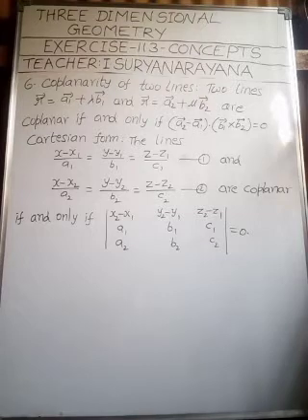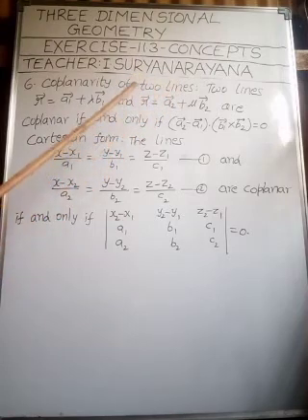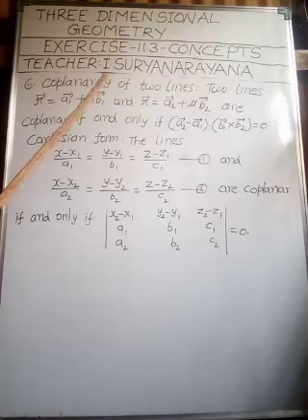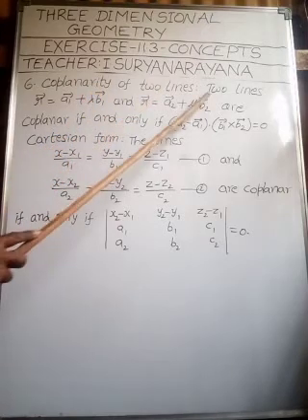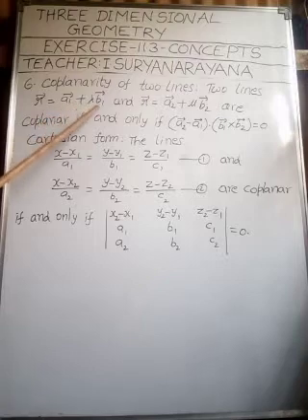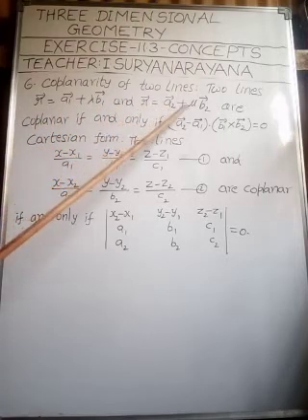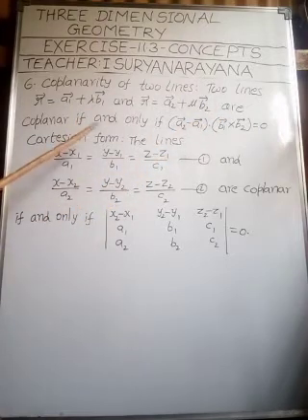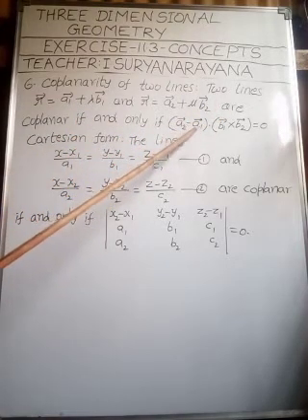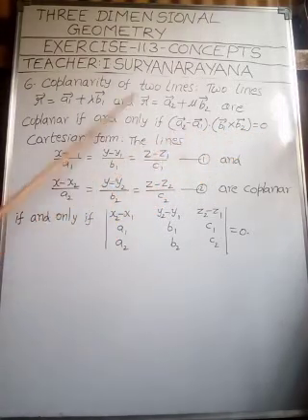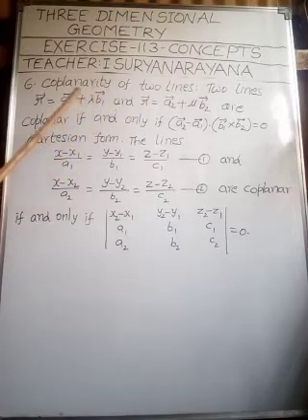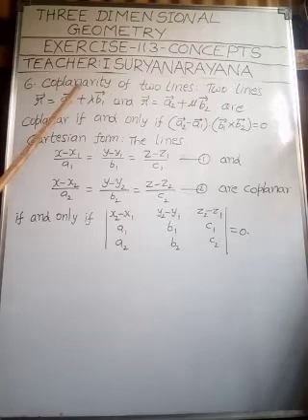Now come to the next point, that is the sixth point, coplanarity of two lines. In this point we discuss in which case the two lines are said to be coplanar, when they are lying in the same plane. Okay, my children, the two lines r bar is equal to a1 bar plus lambda b1 bar and r bar is equal to a2 bar plus mu b2 bar are coplanar if and only if (a2 bar minus a1 bar) dot (b1 bar cross b2 bar) is equal to 0. If this condition is satisfied by these two lines, then the two lines are said to be coplanar. Understood this point, my children?